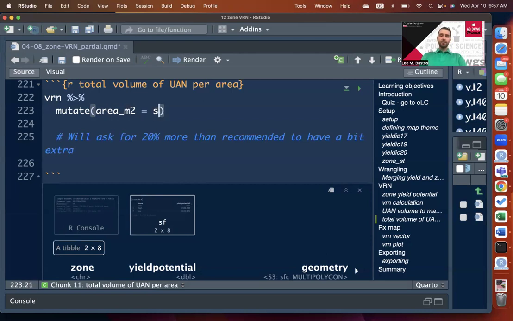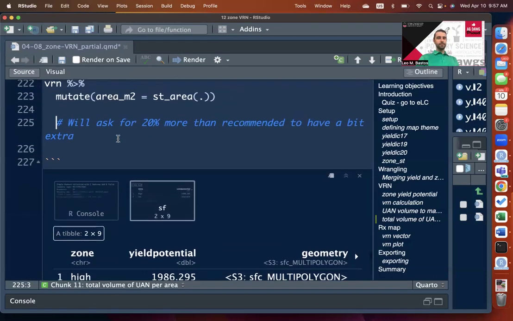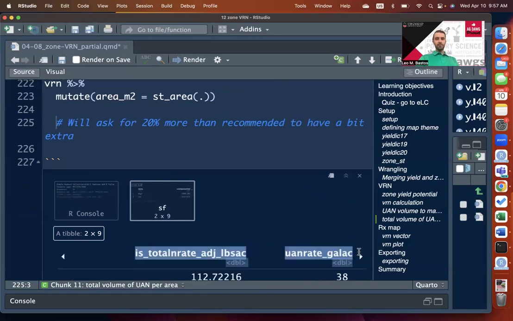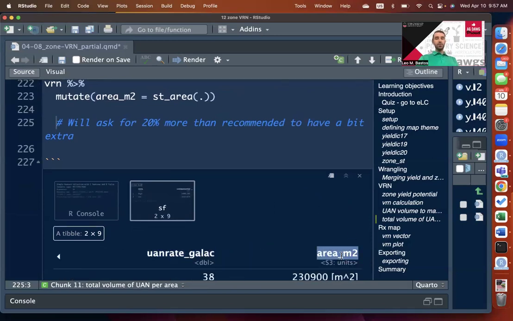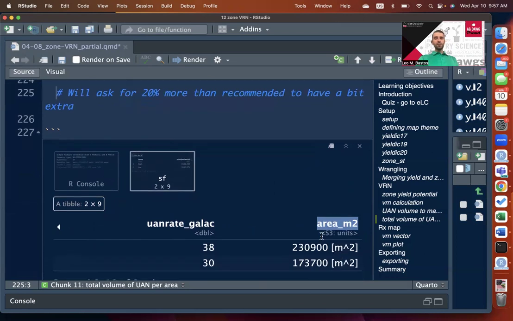So there is a function from the sf package called st_area. And we just need to give a dot here. So we get that back from each one of the zones. If you just run that, and you come to the new column that was created, we see here that the high yield zone has about 230,000 meters squares, and the low yield zone has about 173,000 meters squares.